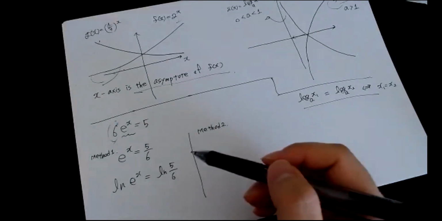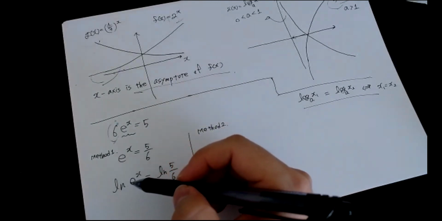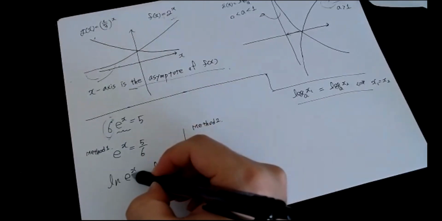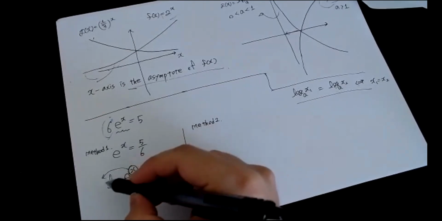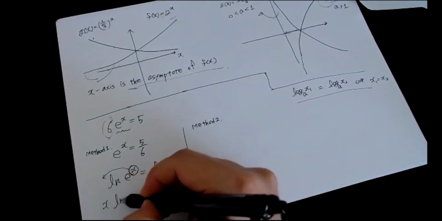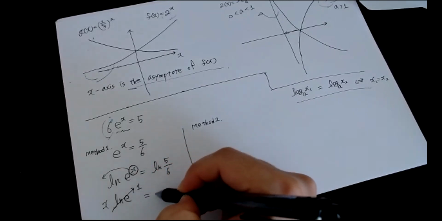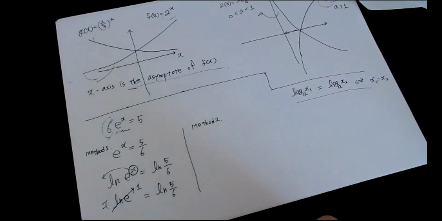Okay, why? Because once you choose e as a base, then the x, which is the exponent, can be brought out in front of the natural log, and so x times the natural log of e, and the natural log of e must be 1. So the right-hand side is 5/6 by the laws of exponents and the laws of logarithms.